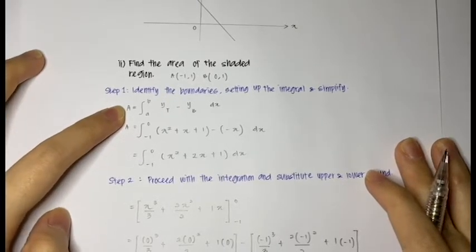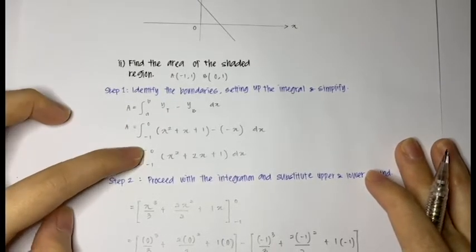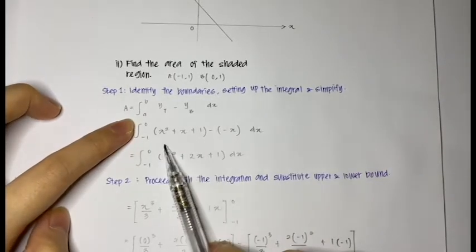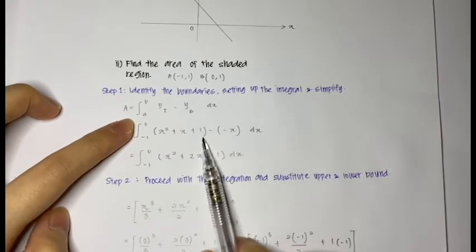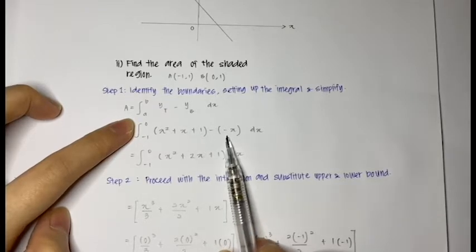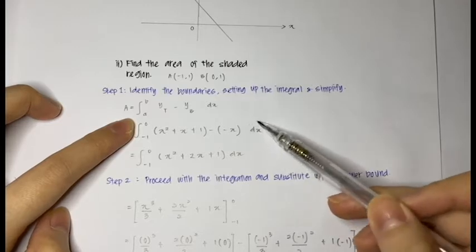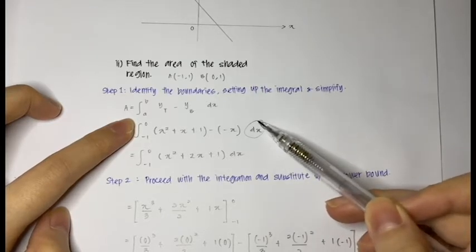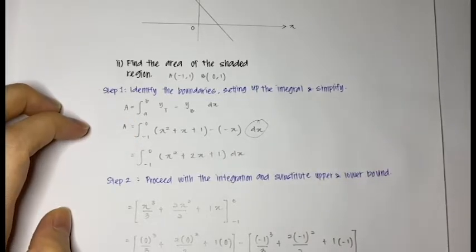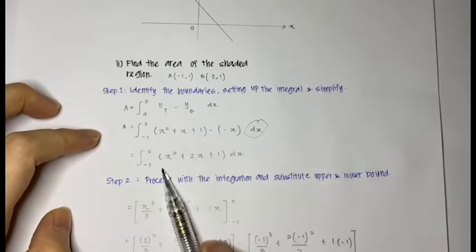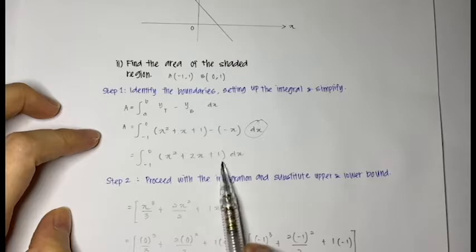And then we need to start filling it up with negative 1 to 0. And then x squared plus x plus 1 as the top function minus the bottom function, which is negative x. Oh yeah, we need to use dx in this question because this question lies on the y-axis. After evaluating them, we get x squared plus 2x plus 1 dx.